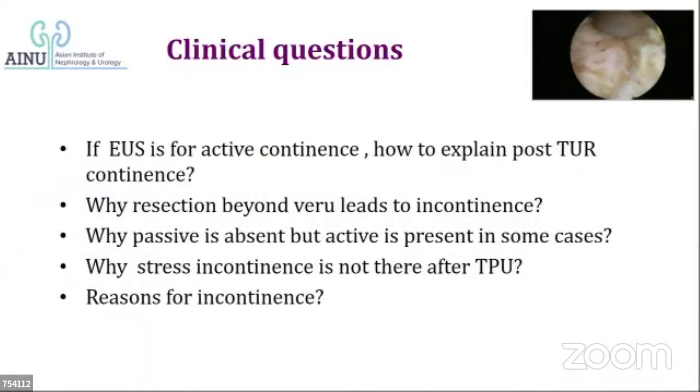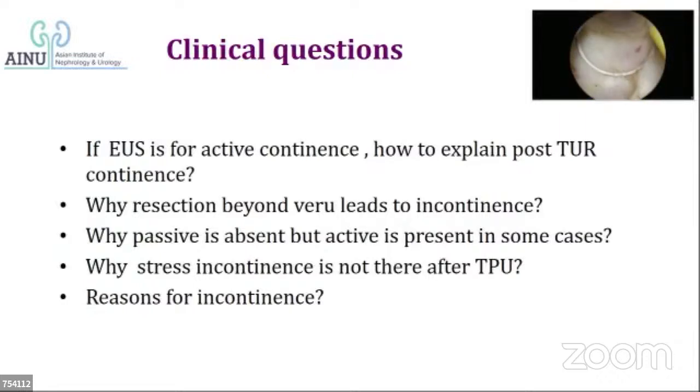Clinical questions. If the external urethral sphincter is enough for active continence, how do we explain post-TUR continence? Because at any point of time, the external sphincter, which is outside the mucosa or outside the wall of the urethra, is never injured by TURP. Why does resection beyond the veru then lead to incontinence? If the external sphincter also is not injured, how does resection beyond it lead to incontinence?